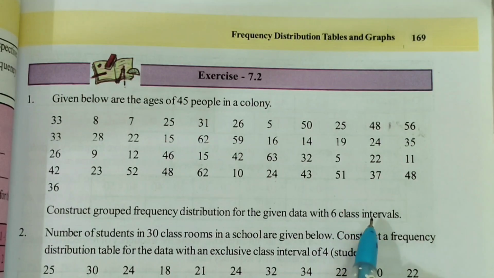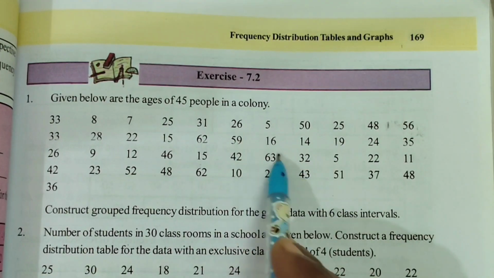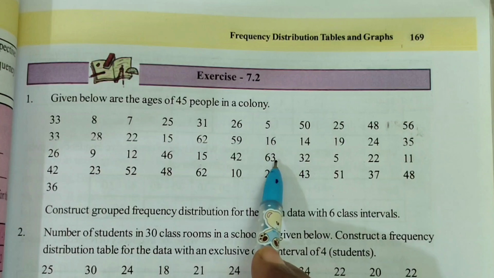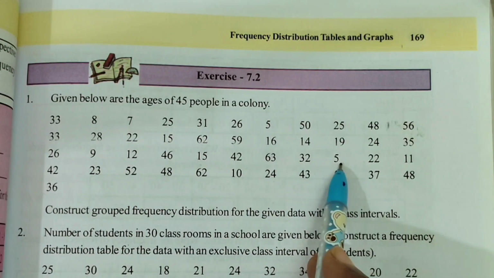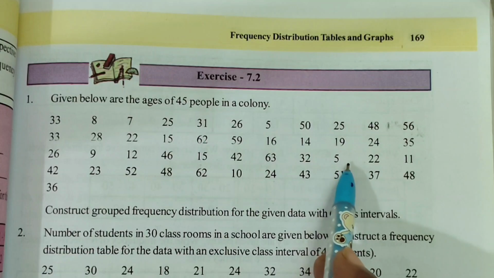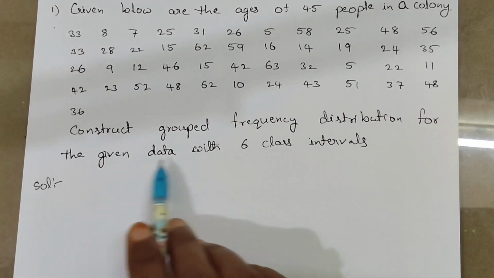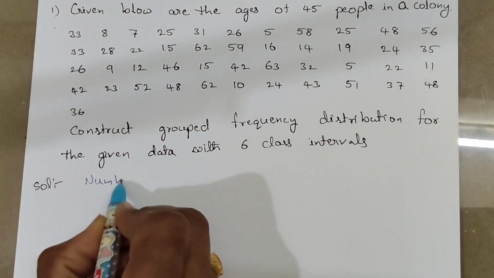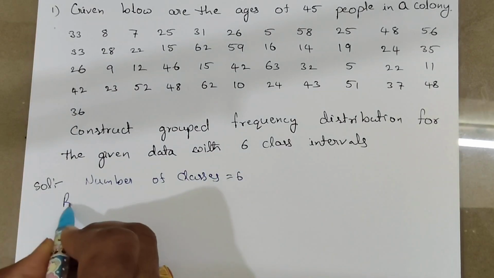First we find the range. Range means maximum value minus minimum value. The maximum value is 63, the greatest value, and the minimum value is 5. So maximum minus minimum is equal to the range. First we find the range and then divide into classes. Given data with 6 class intervals, so the number of classes is 6.